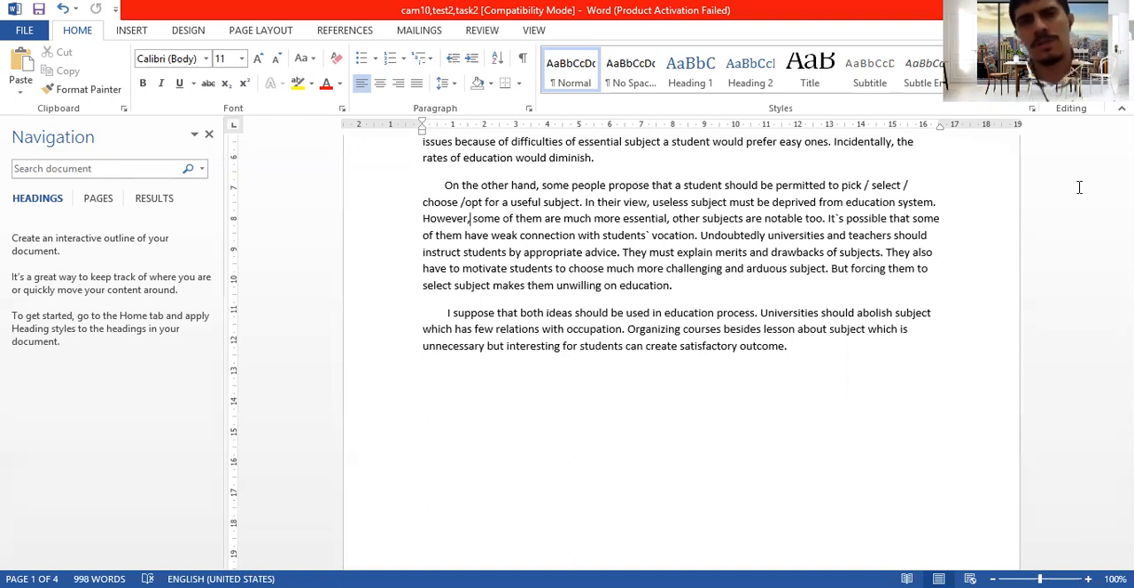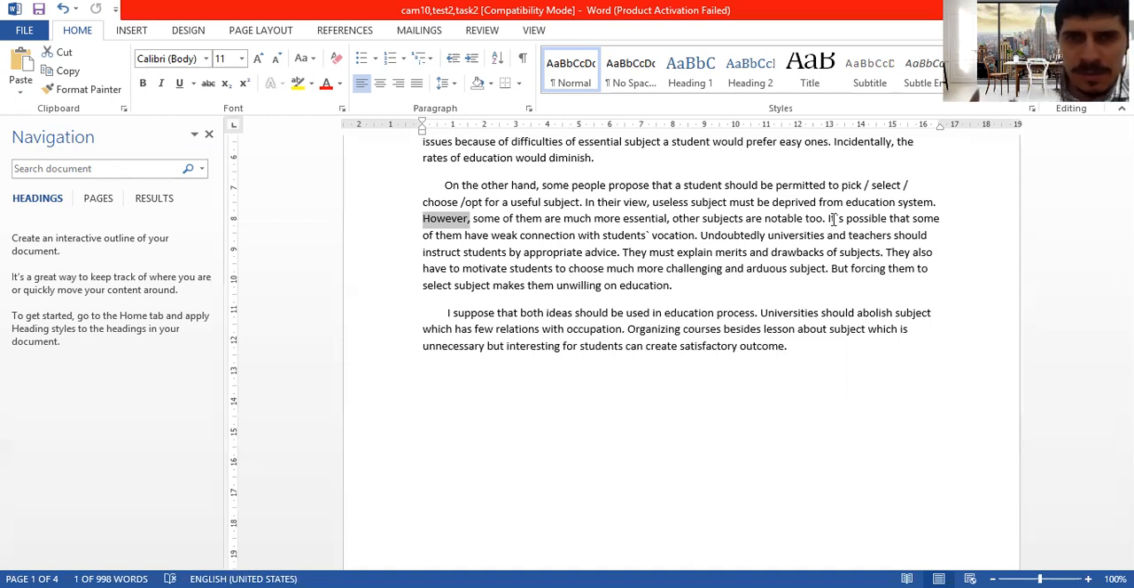So what's the function of "however" here? Are you making the contrast? However, some of them are much more essential. So you are making a contrast between the previous statement and them, and then you're saying other subjects are notable too. So it's just making it a little bit intricate to be understood. Therefore, you need to be clear about whatever you want to state.